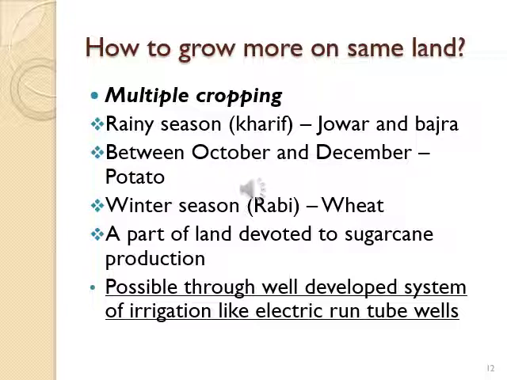Ek se zyada crop produce ho rahe hain, and that is how the fertility of the soil is also maintained. So this is how they are growing more on the same patch of land. And all this can happen only through a well-developed system of irrigation. So because this village has a good system of irrigation and even electricity run tube wells, growing more becomes easy because of the well-developed system of irrigation.